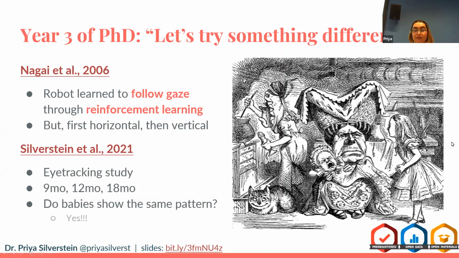And we found, very surprisingly, that yes, babies did show the same pattern. They did learn horizontal first, which could suggest that they're learning in the same way as the robot did, through reinforcement learning. So that was super exciting. It was even more exciting because I had pre-registered it. It made me feel like an absolute magician. I don't know if anyone else has had a study that they've pre-registered that has actually come out how you expected it to, but it feels pretty cool. So I was really excited about that. That was the first time that had happened. So yeah, that was pretty exciting and it felt good.